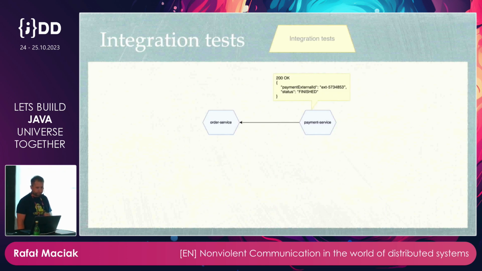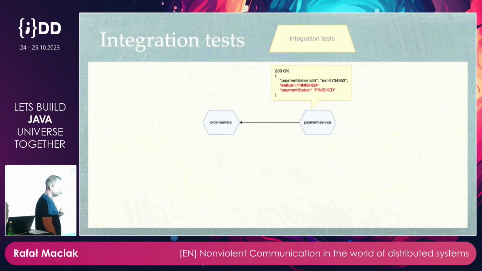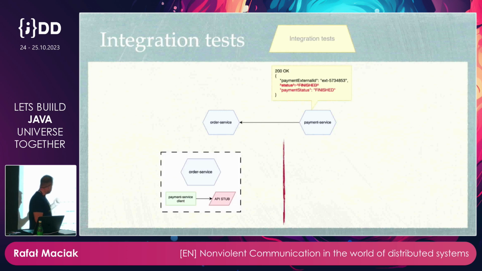Let's see an example. Imagine a new joiner of our team decided to change the status field to payment status just to keep the naming consistent. So he or she changed the code and pushed it to the branch. The tests, let's say, of the whole system were run. And what do you think? Do the tests of order service, which is a client of this API, pass or not?